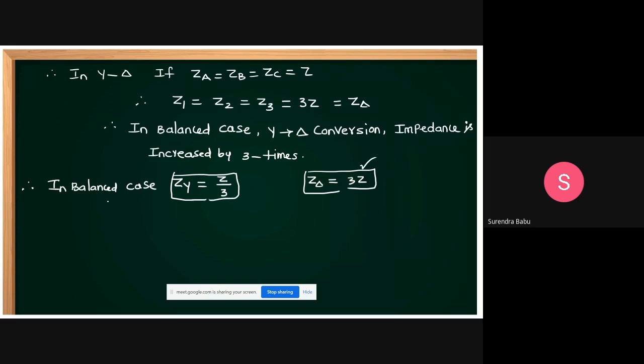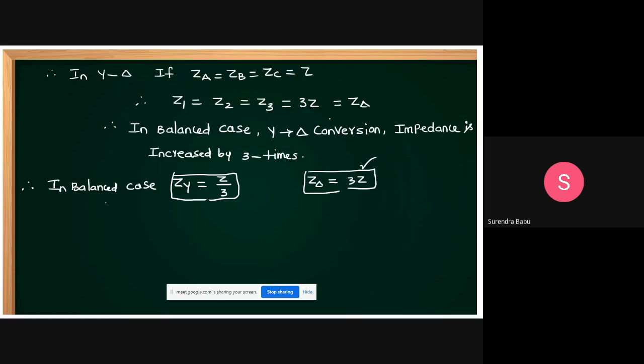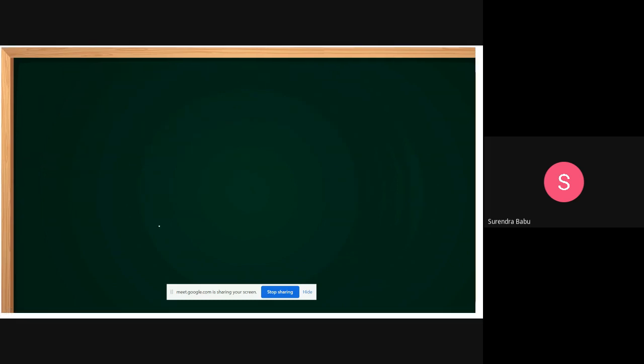That means in the case of delta to star transformation, I take this as the Z star and this total as Z delta. That means in star to delta conversion, the impedance is increased by 3 times. In delta to star conversion, the impedance is reduced by 3 times. Okay, students, this is about the star to delta transformation and delta to star transformation.